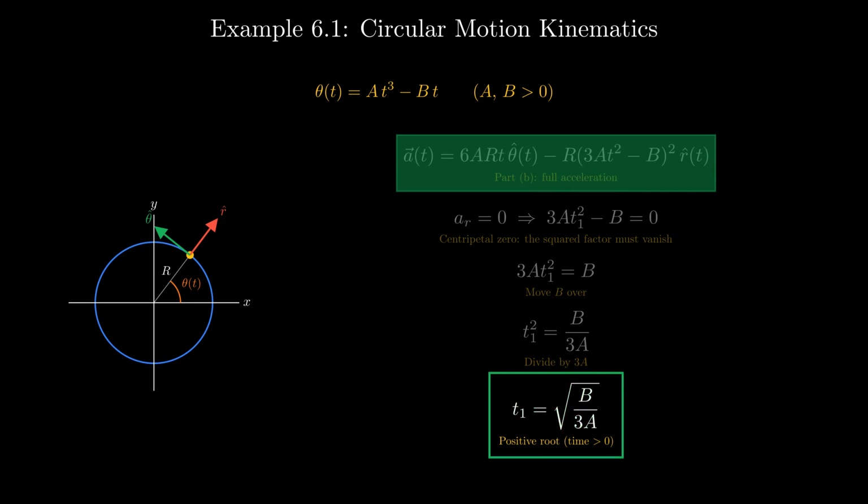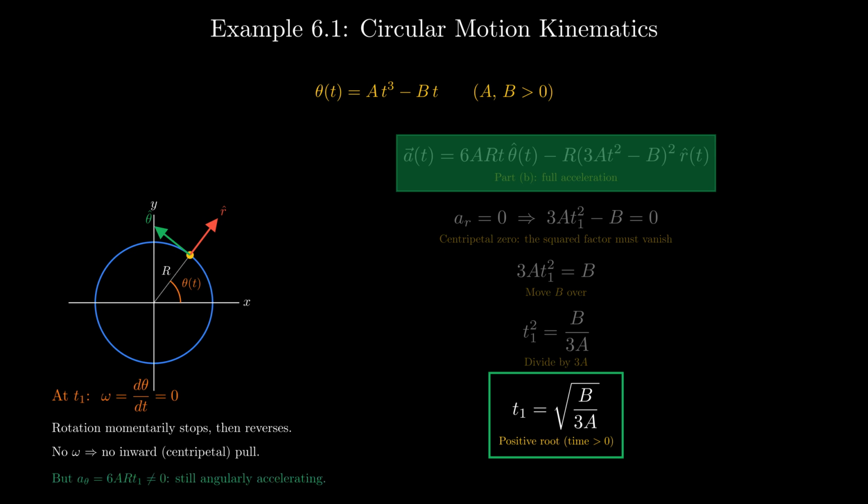Here is the physical picture at that instant. The quantity 3a t squared minus b is exactly d theta dt, the angular velocity omega. So at this moment, omega is momentarily 0. The particle has slowed its rotation to a stop, reverses, and begins circulating the other way. With no angular velocity, there is nothing to pull the particle inward, so the centripetal acceleration is 0 right then. Notice the tangential acceleration 6a r t is not 0 there. The particle is still angularly accelerating even as its instantaneous angular speed passes through 0.